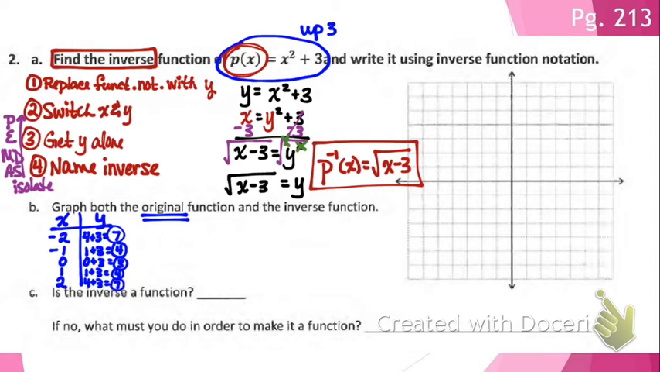Let's go plot those points. Negative 2, 7. It's going to be right up here. Negative 1, 4. 0, 3. 1, 4. And 2, 7.